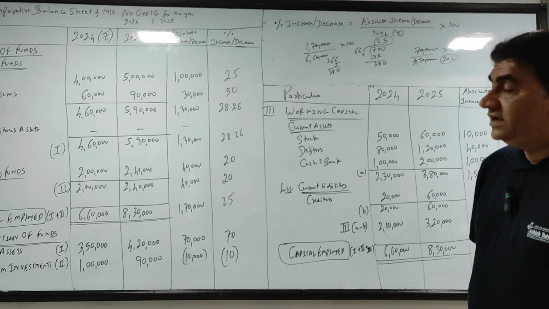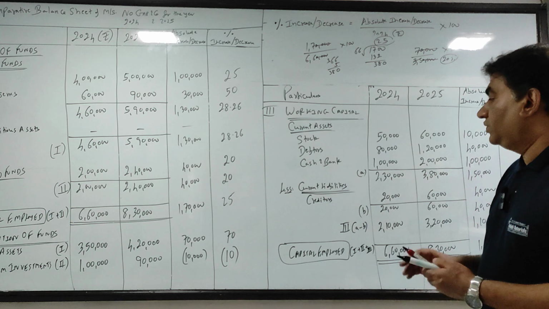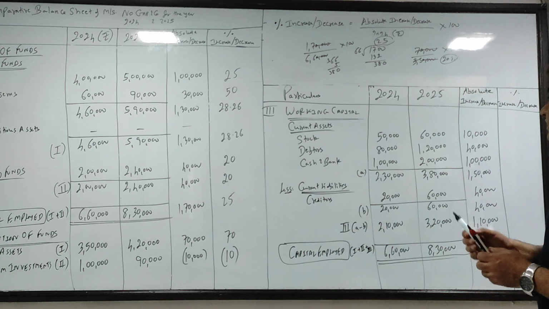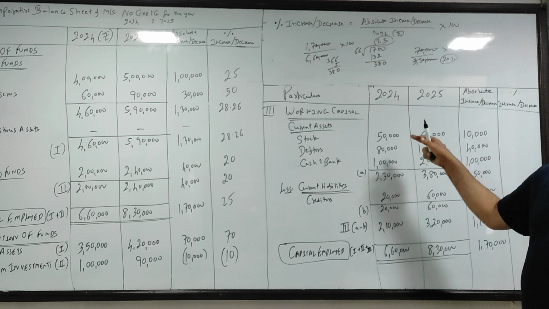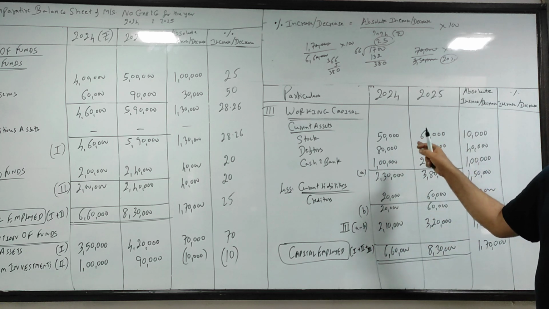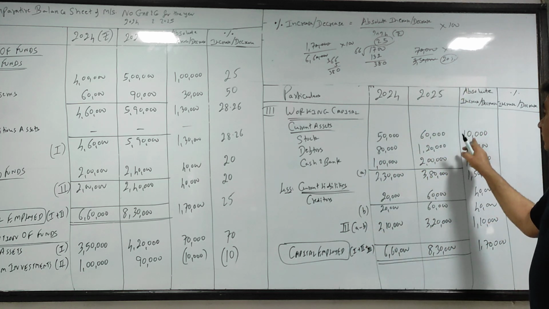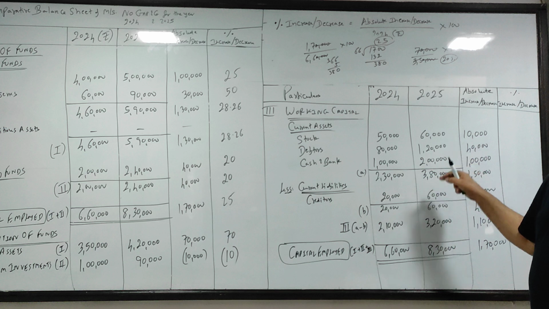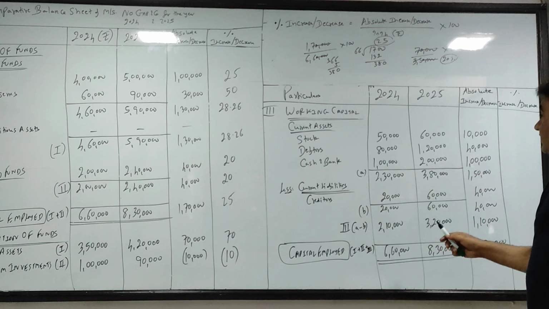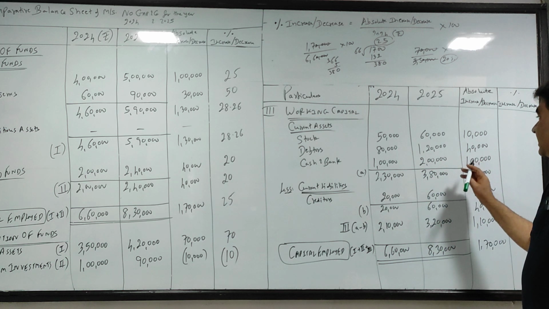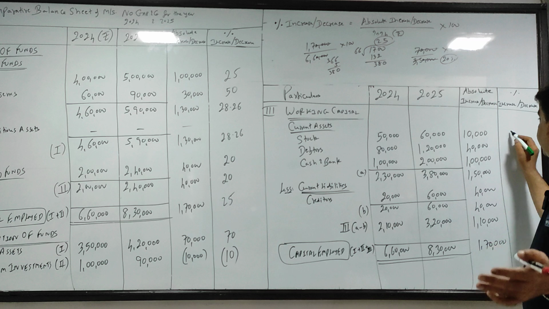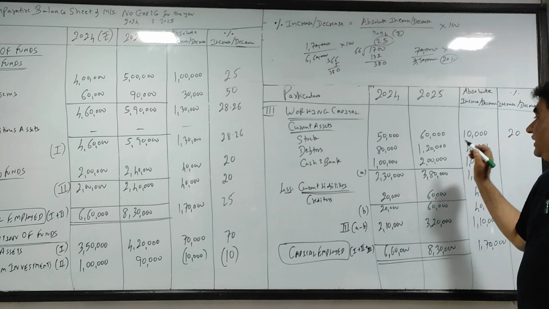Clear with this guys? Got it? Chalo. Now same way here. 50 became 60. 10,000. Now I know the calculation, I am not wasting time. You people do it, 10,000 divided by 50,000 into 100. See, zeros cancel and it will come, 100 divided by 50, that is 20.